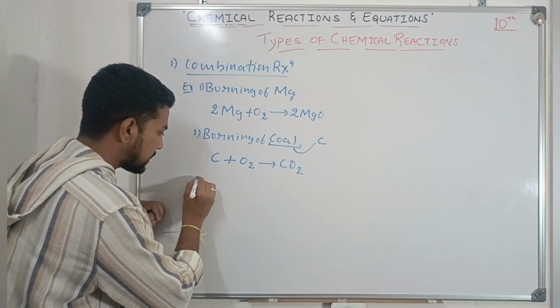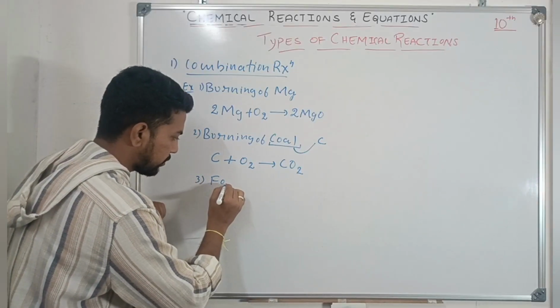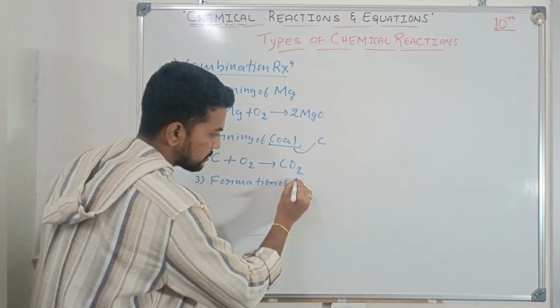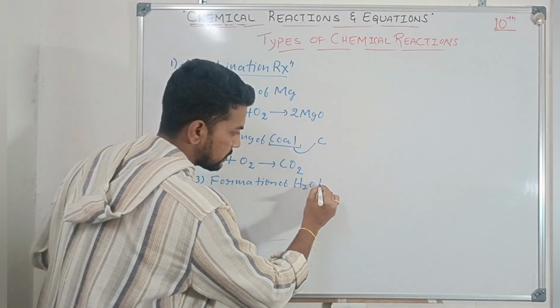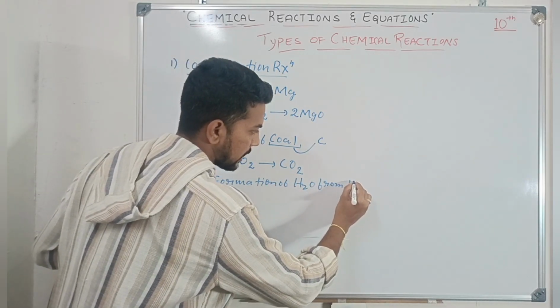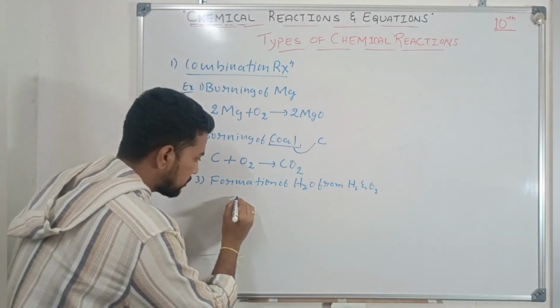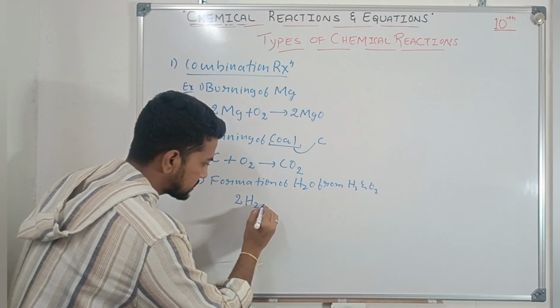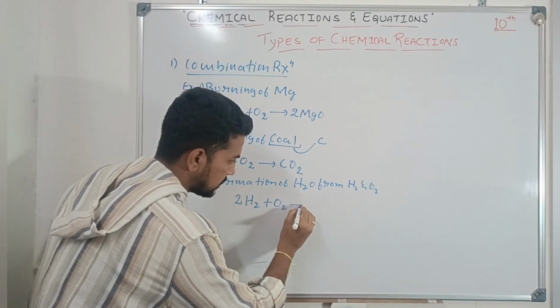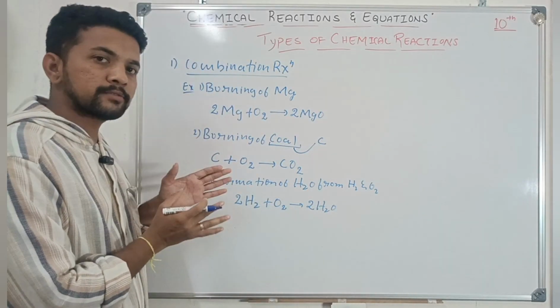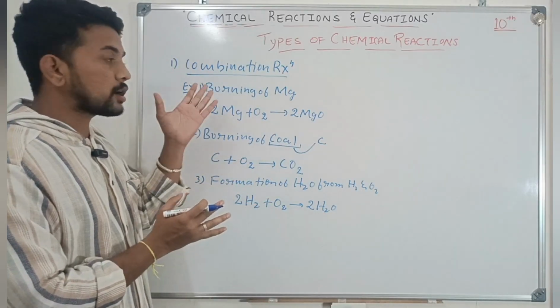The third example is formation of water from hydrogen and oxygen. The reaction is 2H2 plus O2 gives 2H2O. So these are some of the examples for the combination reaction.